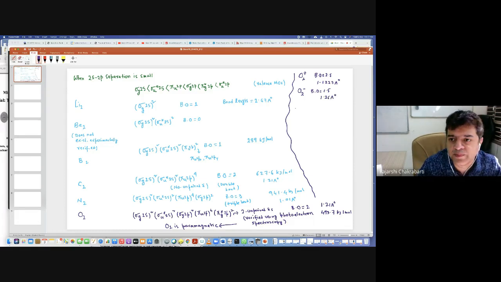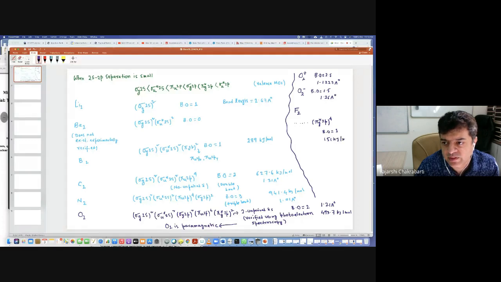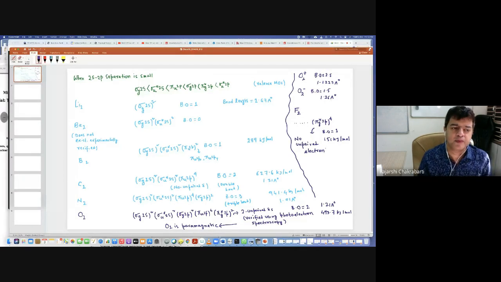What about fluorine? What is the configuration? Same thing. How many electrons more? You have 2 more electrons. What is going to happen then? Then your pi g star 2p will have 4 electrons, all paired up, no unpaired. So the bond order, if you calculate, is 1, and for fluorine the bond energy is much smaller, with no unpaired electron.